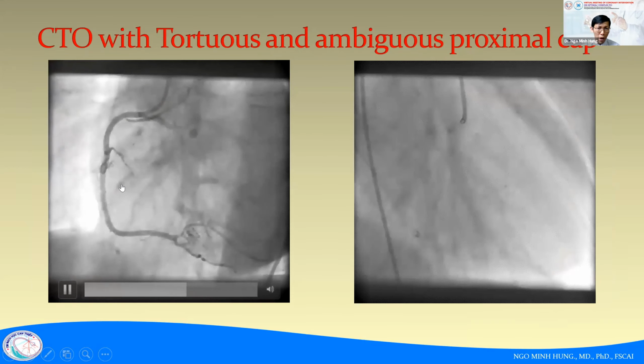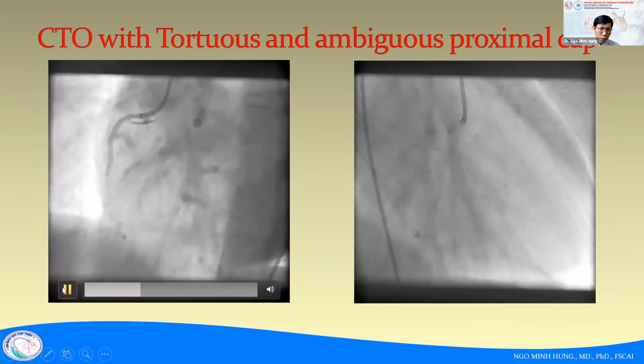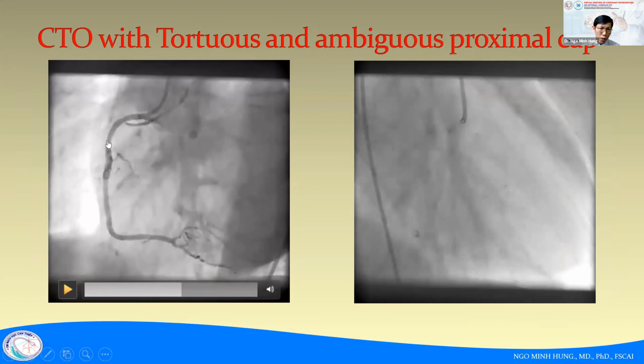And then this is the final result. You can see that the curves come to here. This is a bridging collateral and small vessel like this. So if we go straight, it goes outside like this.